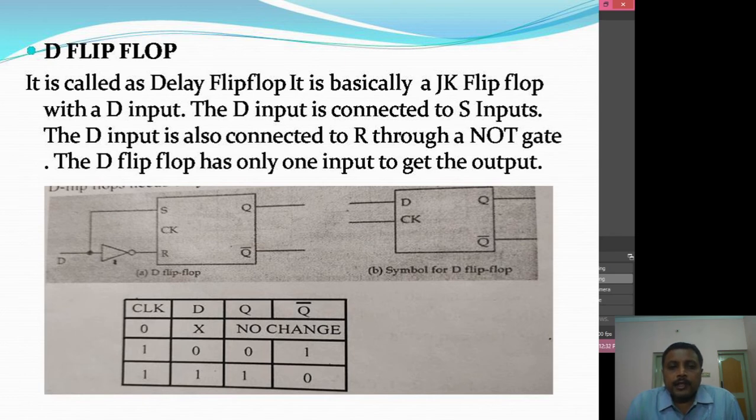So when the D state is low, Q would be 0 and Q bar would be 1. When the state of D changes to 1, the outputs Q and Q bar are going to change to 1 and 0. So you can refer to the truth table. As the state of D changes, the outputs Q and Q bar are going to change their state.